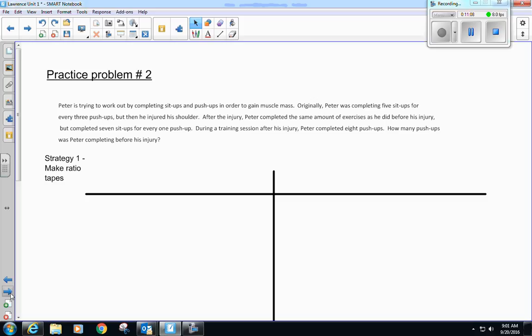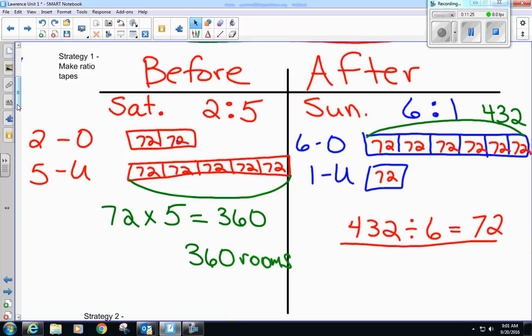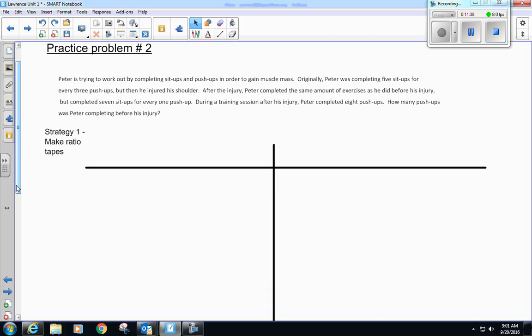Okay. One important little piece of information they threw in here was that Peter completed the same amount of exercises. That's just telling you that you can use those equivalent chunks and it will work. Also, I meant to point out in the last one, did you notice that there were 7 chunks on each side? That's important. You have to have that same thing. So they're telling you that this is going to work by saying the same amount of exercises. So the whole situation is saying before and after, right? Before he got injured, after he got injured. So it's definitely going to be a 2-tape setup with a before and after chart.